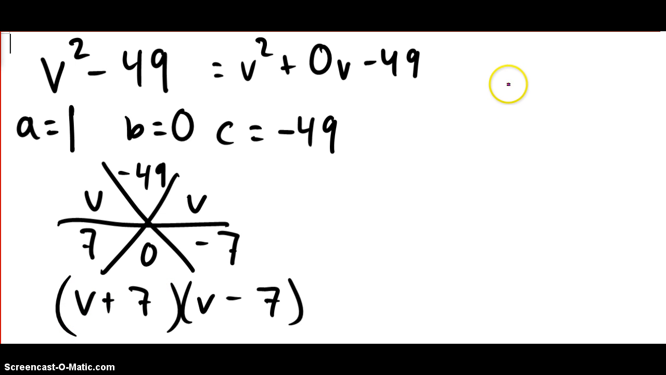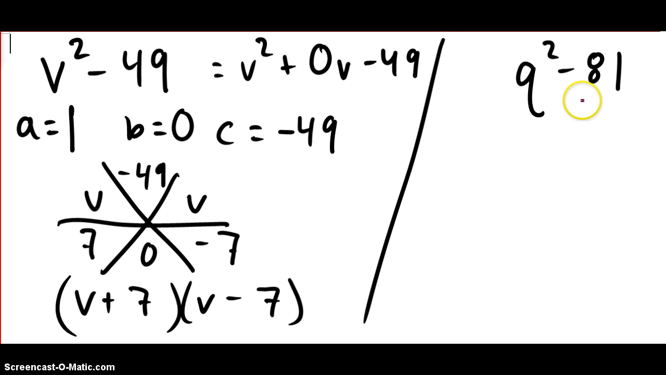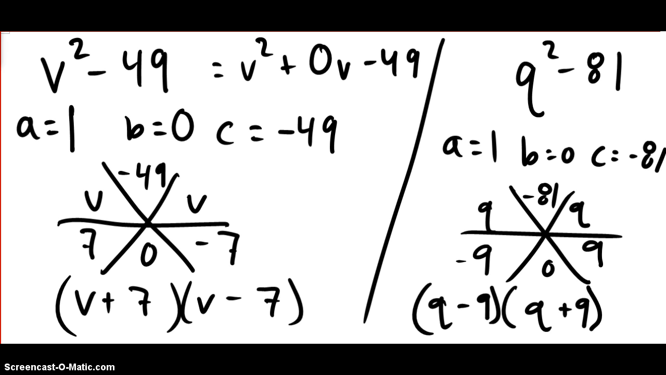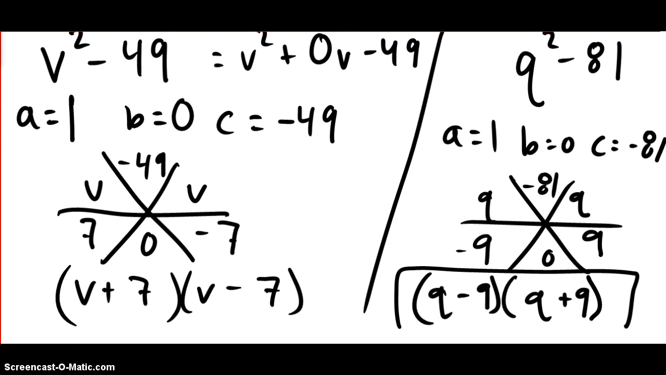Alright, try a difference of 2 squares on your own here. Q squared minus 81. Go ahead and pause and try to finish that one. Okay, and you should have gotten q minus 9 times q plus 9, just like that. Alright, now we're going to do just a couple more here where a is greater than 1. It's a little bit more complicated, but as long as you follow the rules of what we've talked about, it's the same type of thing.